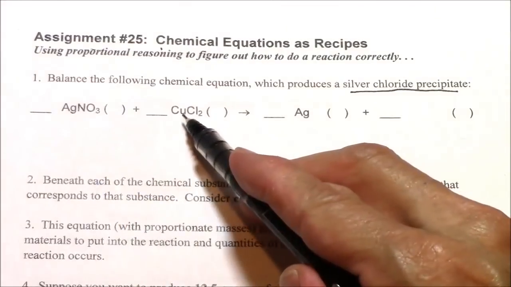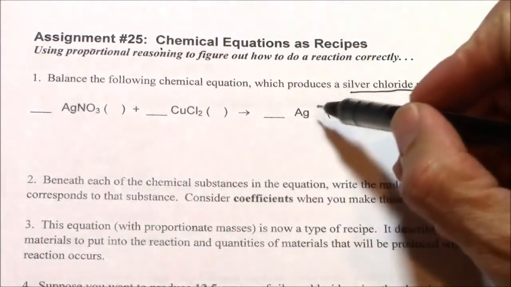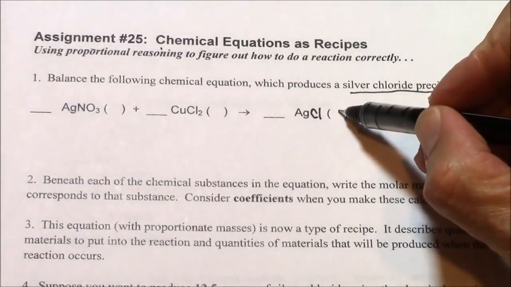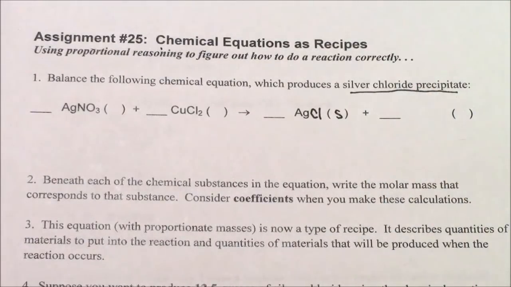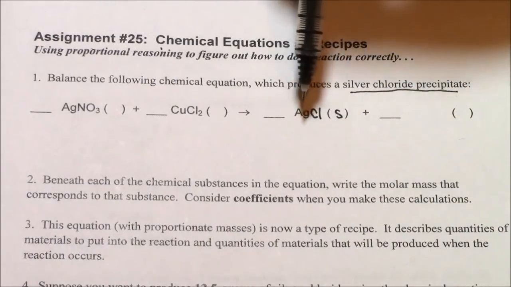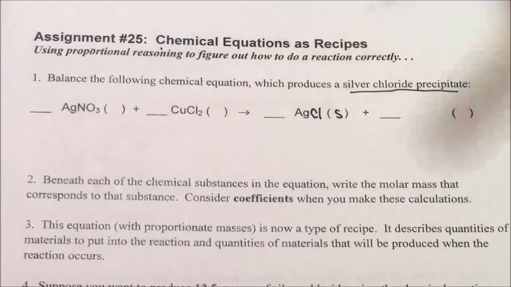Silver nitrate, here's copper chloride. Silver chloride precipitate would mean AgCl, solid, insoluble. If you look this up, it'll be insoluble. Now what's left over is copper and nitrate. Think about this before I show you.